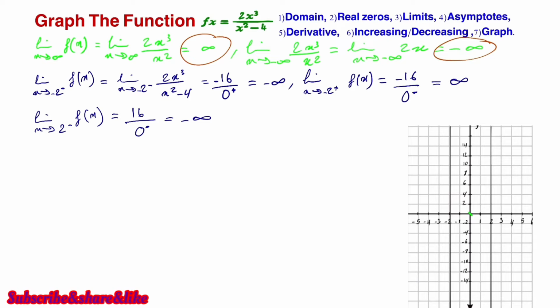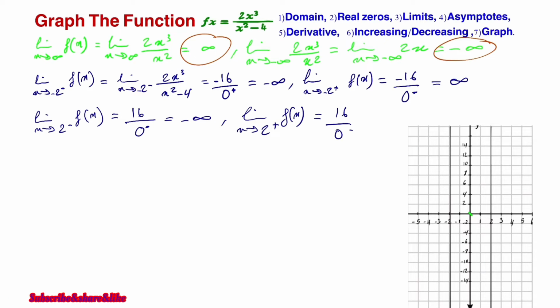This is not 0 because we can't divide by 0. This means a number really close to 0 but negative. Same thing, the limit as x goes to 2 plus of f of x is 16 over 0 plus, and we will have infinity. So here infinity, and here minus infinity.